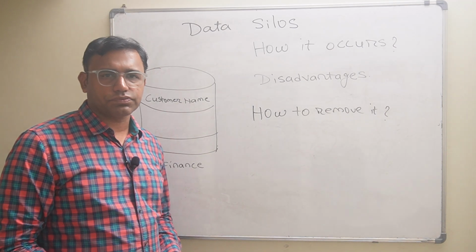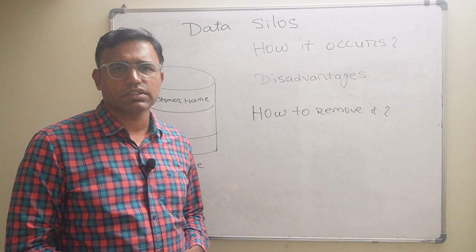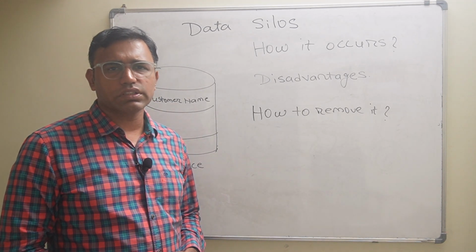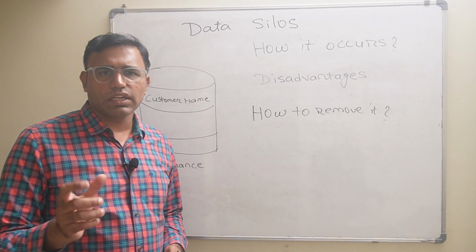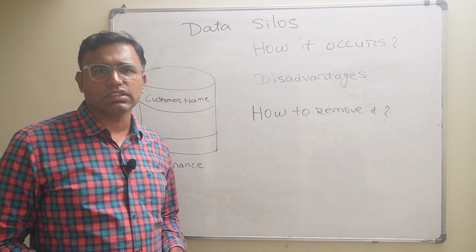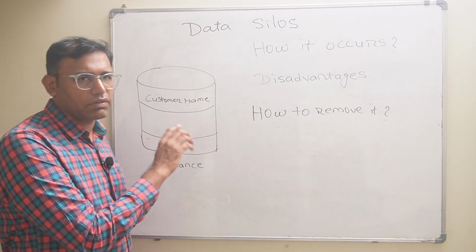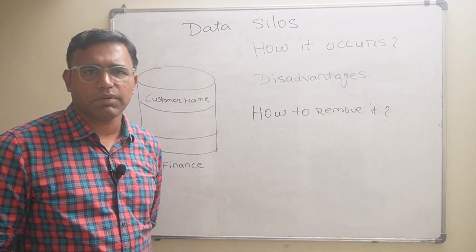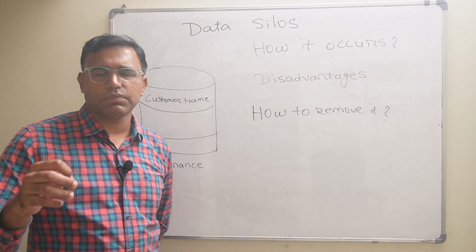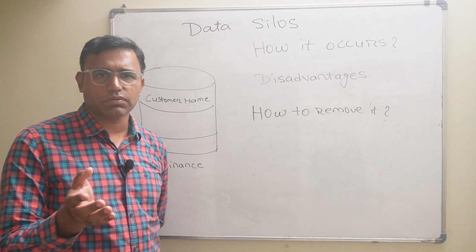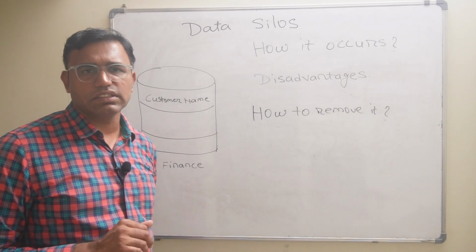Then, what are the disadvantages of data silos? The disadvantage is that there is a limited view of data. Only a certain part or department of the organization can access the data. Then data inconsistency may occur. If one department is keeping the customer name, and another department is also keeping the customer name, there will be repetition of the data. And if a certain department updates the customer details, it will not get reflected in the other department. That's why there may be inconsistency in the data.